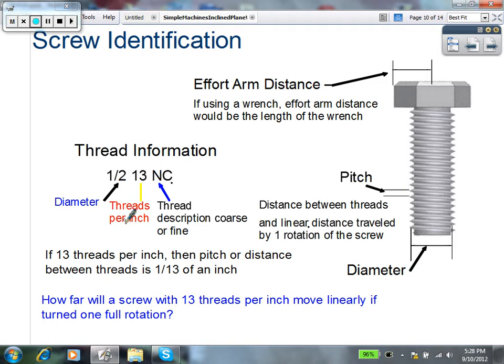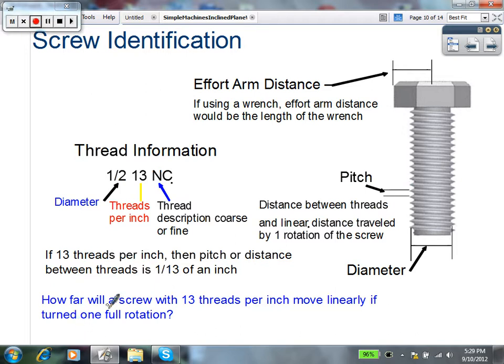Now we talked about the threads per inch. We define pitch as the distance between the threads, or the linear distance traveled with one rotation of the screw. So if we have 13 threads per inch, then the pitch, or the distance between the threads, is going to be 1/13. So the linear distance that a screw will travel as you rotate it one time is 1/13 of an inch.